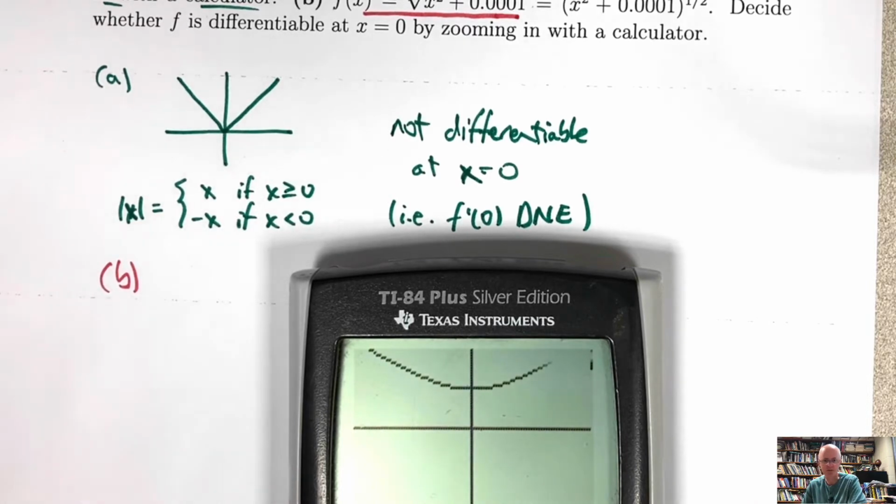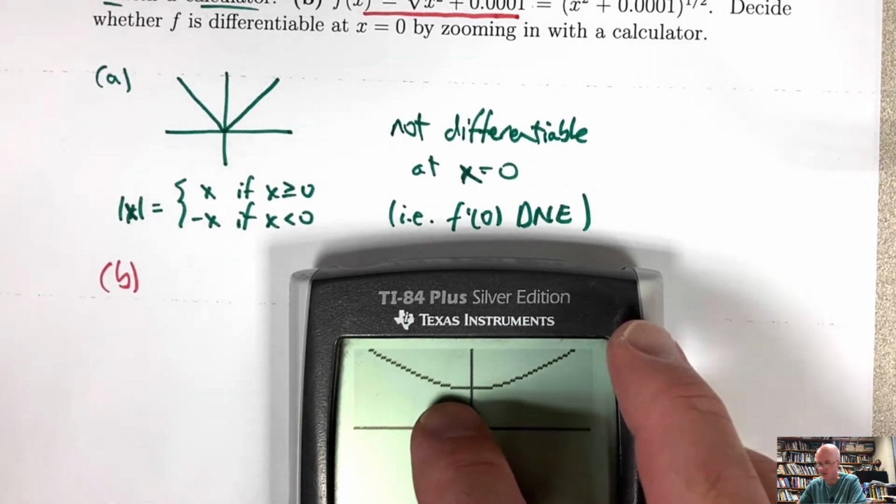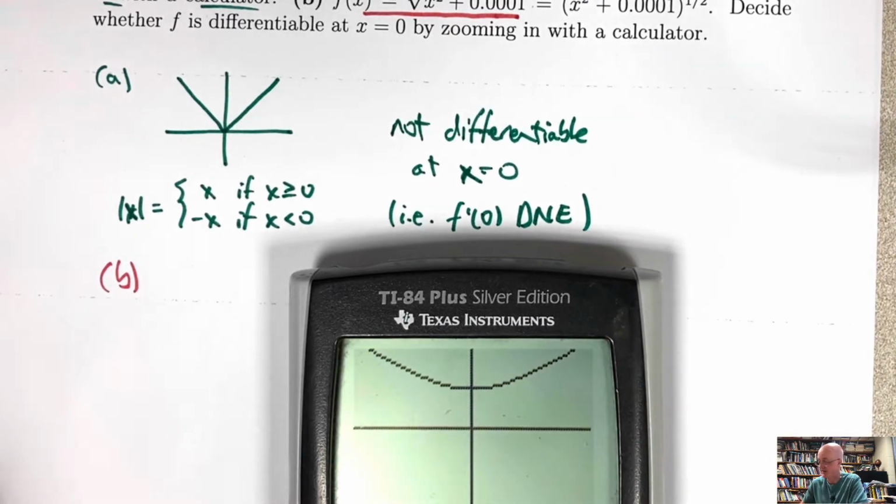That's actually a smooth graph. I mean, you might say it's horizontal there. It's actually not exactly horizontal. It just looks horizontal. It's got a horizontal tangent there. It is smooth. It's differentiable. f prime of 0 exists. In fact, f prime of 0 is 0.